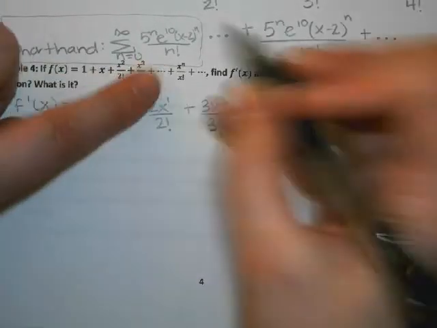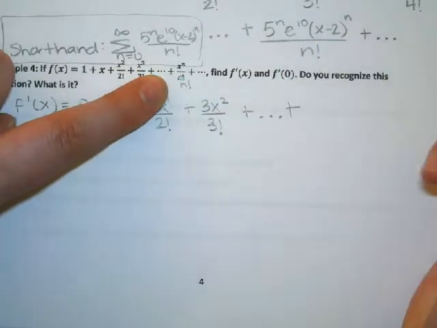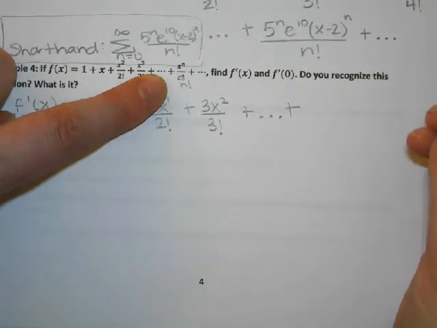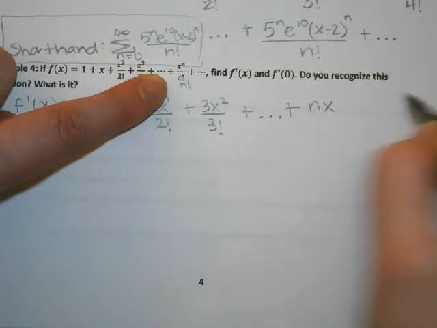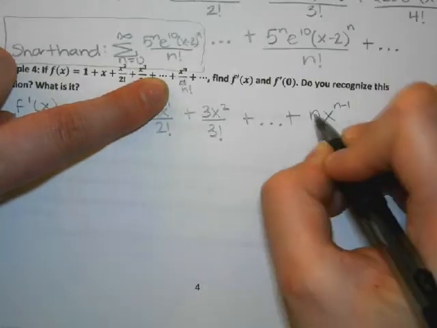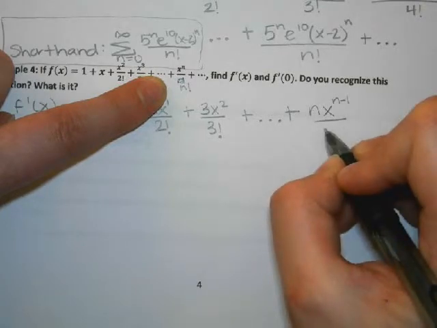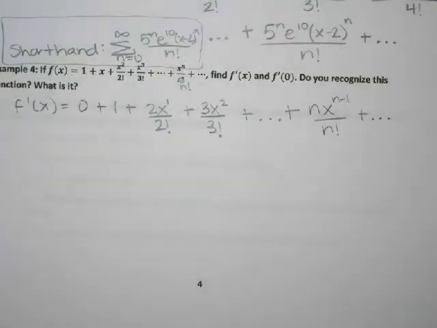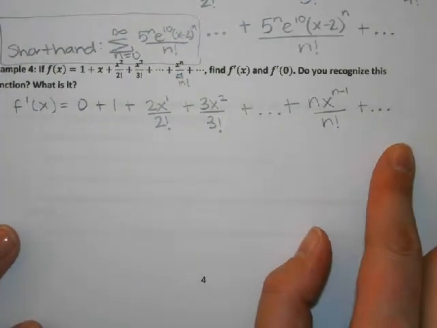This one would be, and now this is a typo, that should say n factorial. Sorry about that. So what do we do for the next one? So n times x to the n minus 1 divided by n factorial, and then plus dot, dot, dot. So that's what we have. Let's go ahead and simplify what we have.